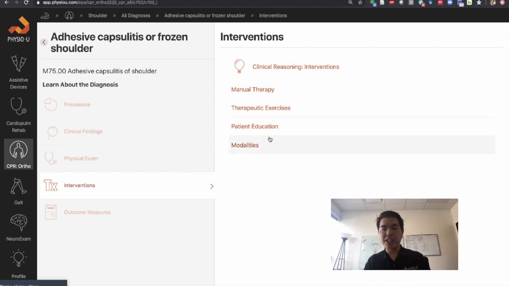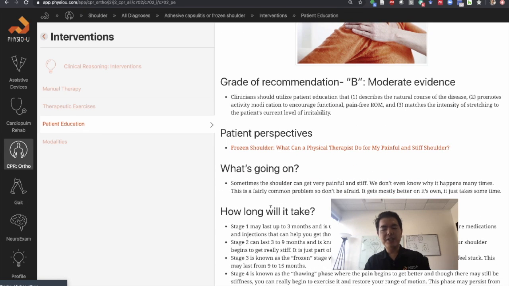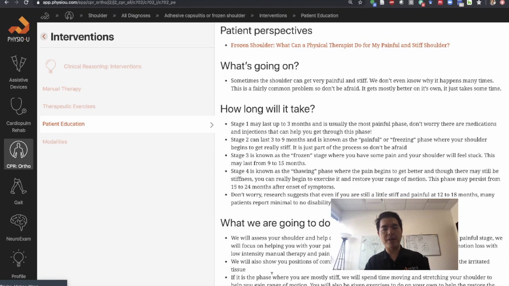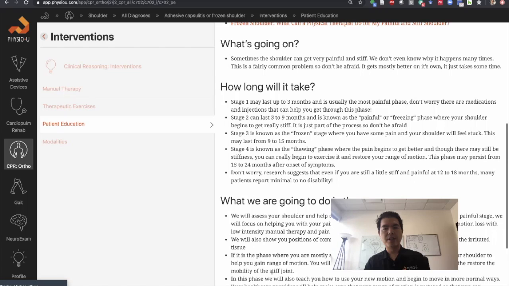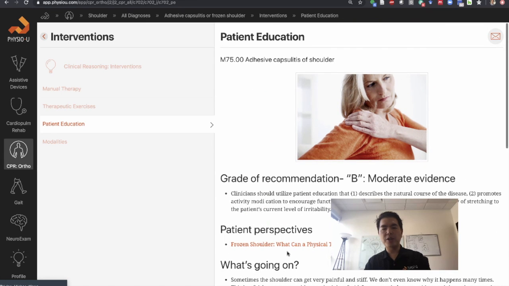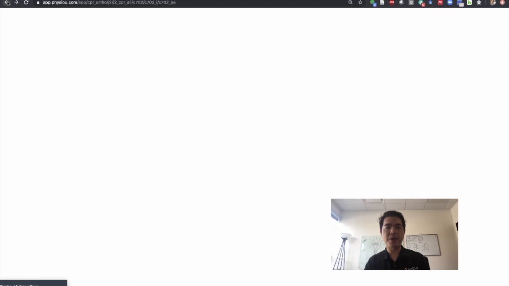There's also patient education. So this kind of teaches the student, here's some things that they could say that will help the patient understand what's going on better. So this is written for the student to learn about what to say. What's going on, how long it will take, what we're going to do in therapy, and what you can do to help yourself. And we have also linked JOSPT's patient perspectives here if the student wants to share this with the patient. This is one of the new features in our patient education app that we have just released.